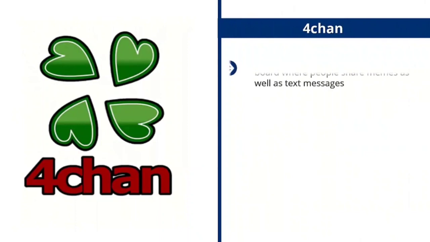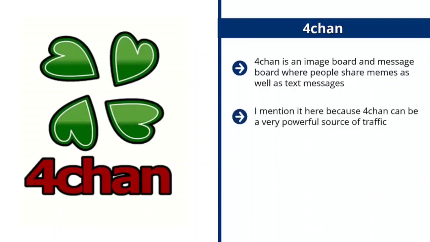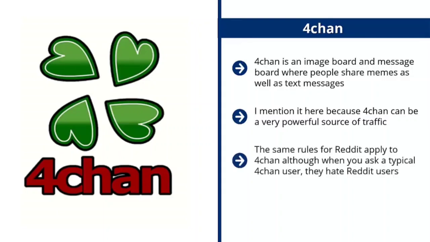4chan. 4chan is an image board and message board where people share memes as well as text messages. 4chan is quite famous on the internet as the home of edgy content. We're talking about pornography, politically incorrect posts, you name it. I mention it here because 4chan can be a very powerful source of traffic. By last count, it gets around 20 million visitors. The same rules for Reddit apply to 4chan, although if you ask a typical 4chan user, they hate Reddit users.